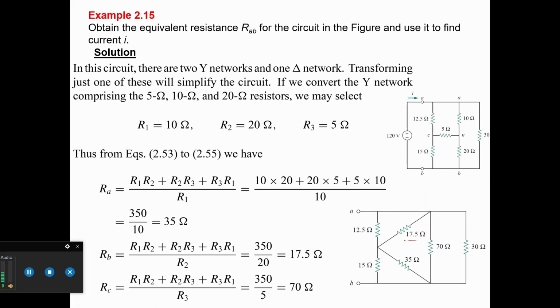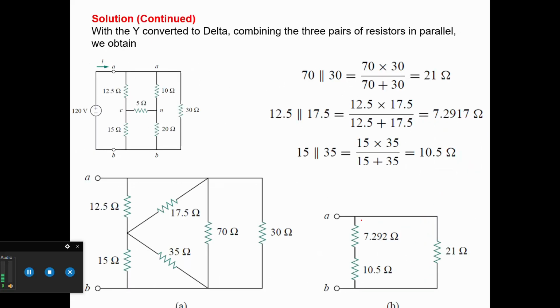You compute these values, and now the new circuit is like this. Previously the circuit was like this, and now you have converted it into a delta network. Now you can see that these two are in parallel. When they are solved, this parallel combination will again be in series with a resistance, so you can further solve it like this.